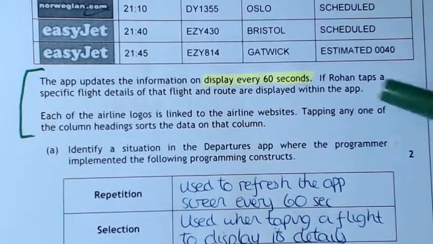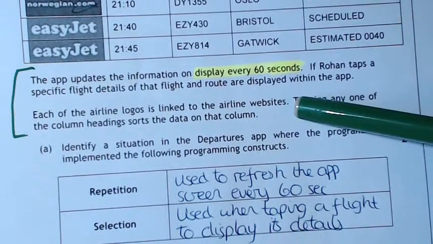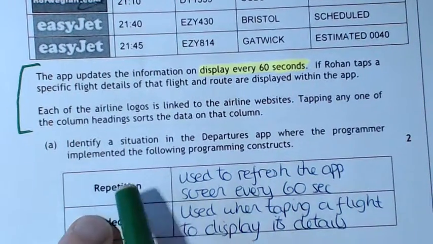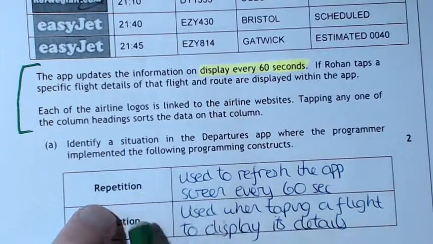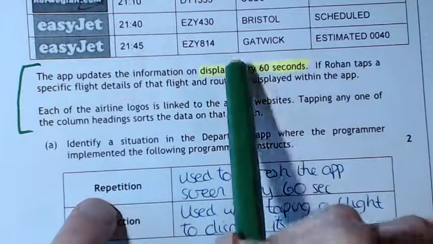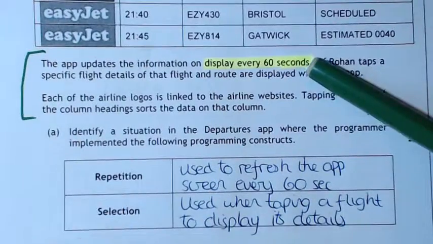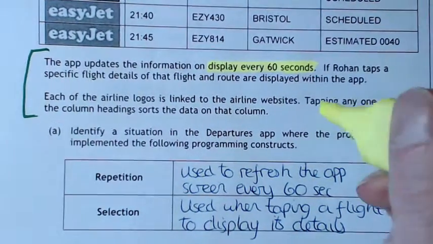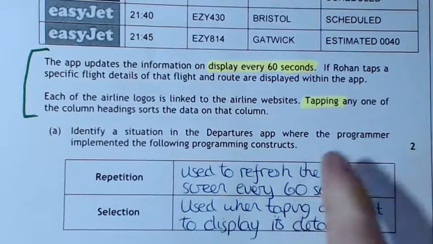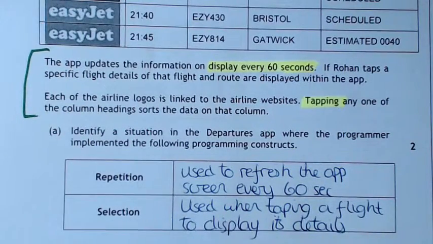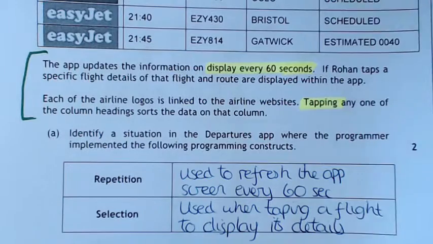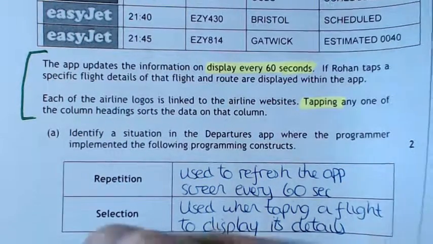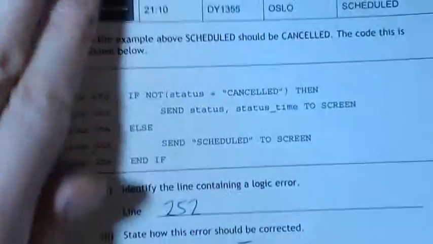So it's really about deciphering this bit of information and thinking what type of programming construct would be used. So a repetition construct would be used for this, and a selection construct would be used for the tapping. Don't just say tapping, right, because you actually need to explain a bit more detail about what this tapping would result in. And nearly done.